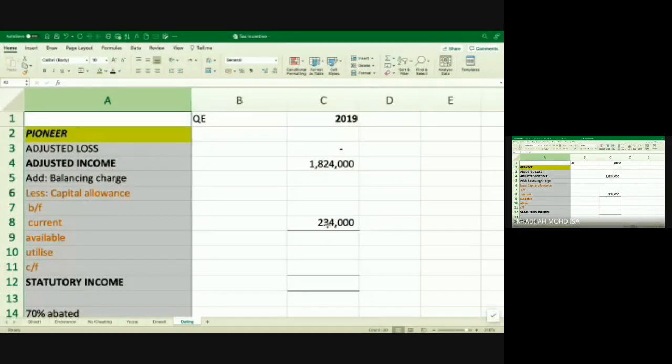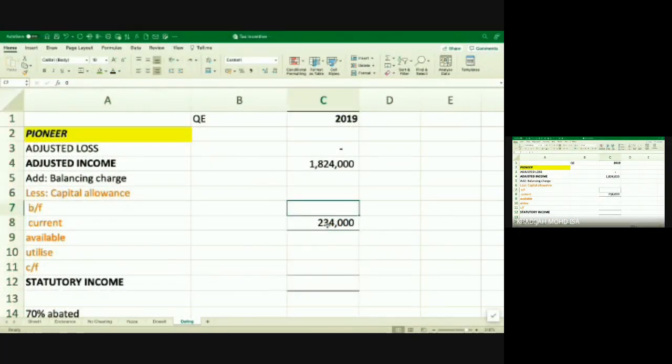234,000. So you have the 234,000, which means there's no brought forward figure, right? Your brought forward plus your current is how much is available. How much you are going to utilize depends on how much is your adjusted income and your balancing charge. In this case, because your CA is only 234,000 and income is a lot bigger, you're going to utilize all your capital allowance, so there's nothing left to be carried forward.